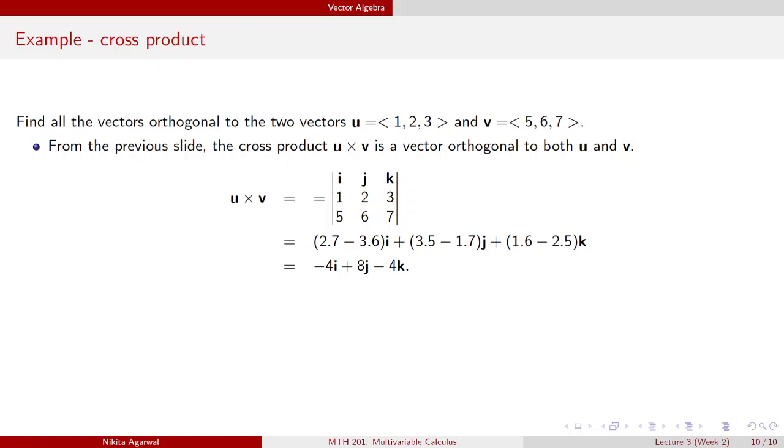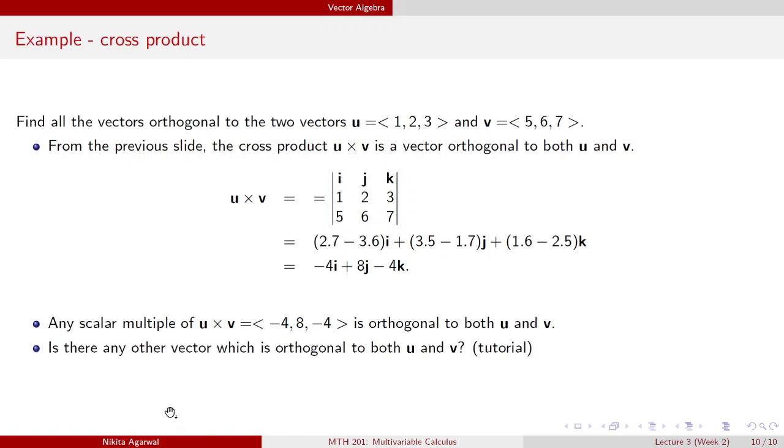But is that all? Are these all the vectors which are orthogonal to U and V? Now, if U cross V is orthogonal to U and V, any scalar multiple of U cross V will also be orthogonal to U and V, right? Any vector in that direction will be perpendicular, or orthogonal. Now the question is, is there any other vector, other than the scalar multiples of this vector, which is orthogonal to both U and V? So I will leave you with this thought.